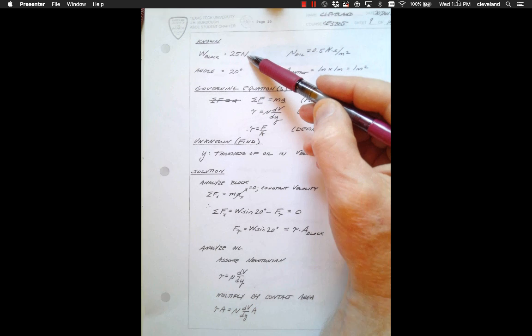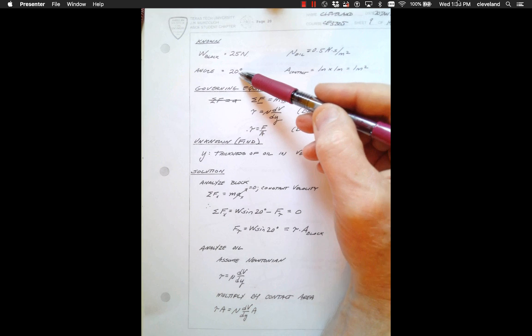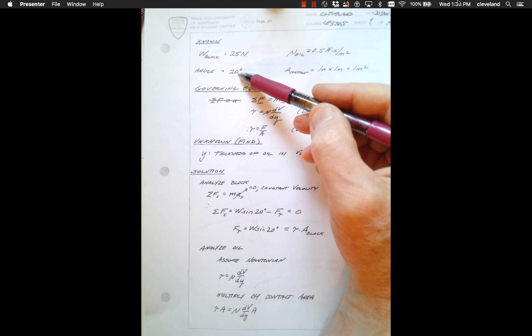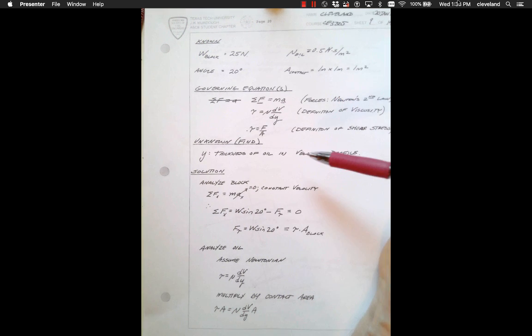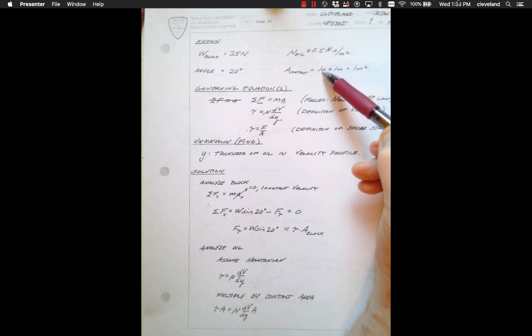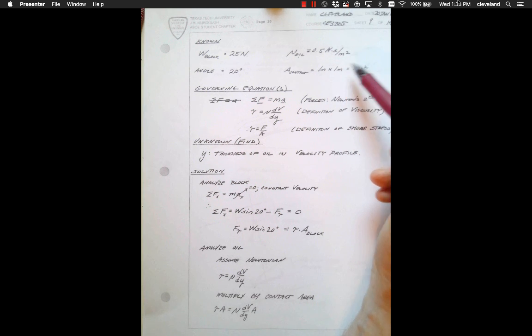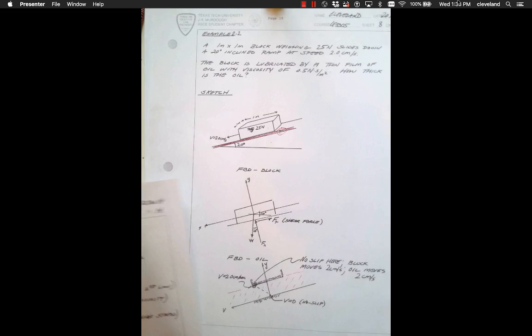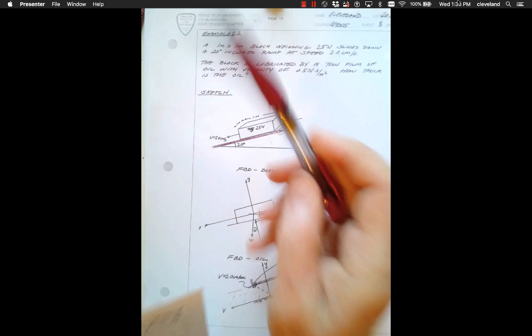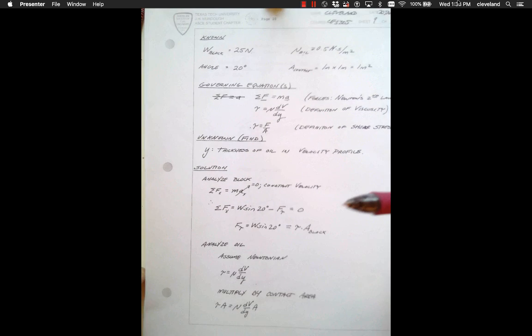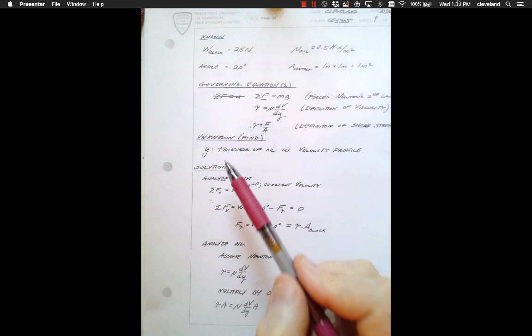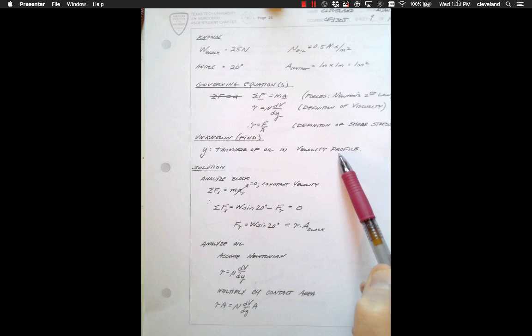We know that the block weighs 25 newtons. We know that the angle of incline is 20 degrees. We know that the viscosity of the oil is 0.5 newton seconds per meter squared. That's given to us in the problem statement. We know the contact area is 1 meter by 1 meter, 1 meter squared, from the problem statement where it's a 1 by 1 meter block. The unknown is the thickness of the oil and the velocity profile.